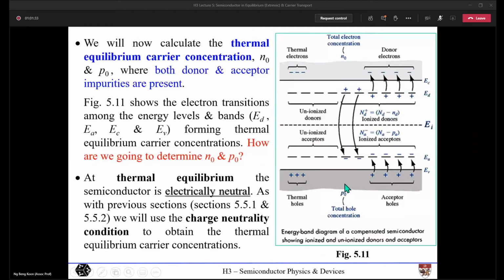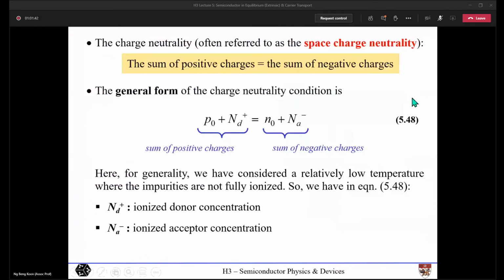So then the question is, how does this actually affect the equilibrium concentrations of electrons and holes in the semiconductor? It turns out that in this case, we similarly use the charge neutrality equation for the compensated semiconductor, where we say that the sum of positive charges is equal to the sum of negative charges. That's the charge neutrality equation.